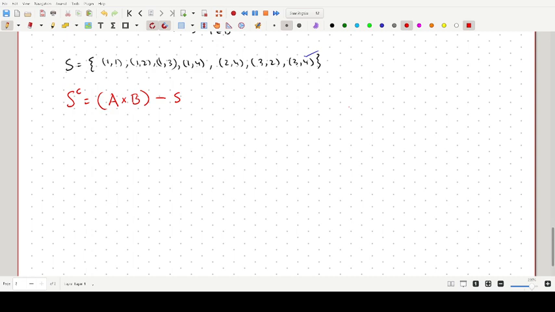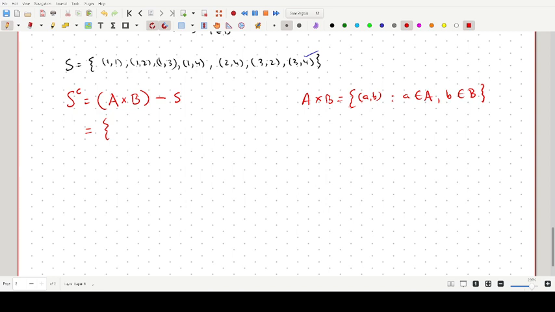And what does A cross B contain? A cross B is the Cartesian product containing all the elements of the form small a comma small b, which is an ordered pair, such that small a belongs to capital A and small b belongs to capital B, right? Now this will contain all the elements. Let's see, 1 comma 1 will not be there, 1 comma 2 won't be there, 1 comma 3 won't be there, 1 comma 4 won't be there.